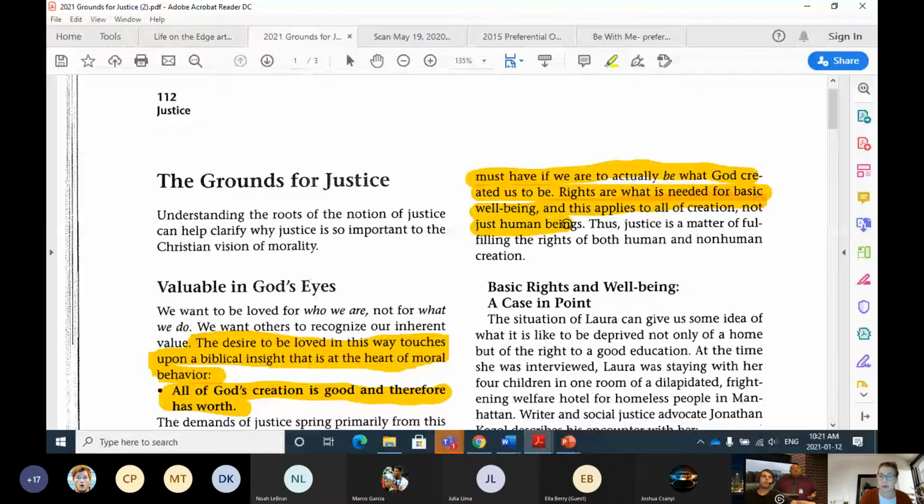Animals have rights, and we need to be the voice for the voiceless. So think about it: animals can't speak up for themselves. If they're being treated poorly or neglected, they can't do anything about it. They have no power to do anything about it, but they still have rights as a creature from God. So we need to stand up for creatures, or for people also, that can't stand up for themselves. Thus, justice is a matter of fulfilling the rights of both human and non-human creation.